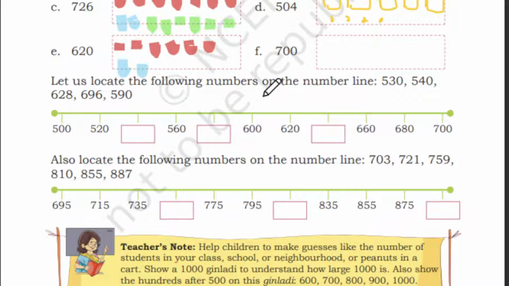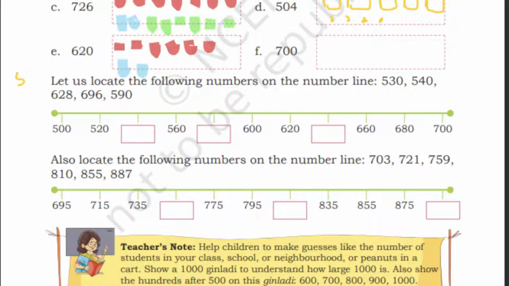Okay. So let's see. 500, 520. After that, which number will come? We have 530, 540, 628, 696 and 590. So after 520, we have 530 or 540. So which one will come here? We have to figure it out. Okay, now let's find out the difference first. So how much is the difference between 500 and 520?